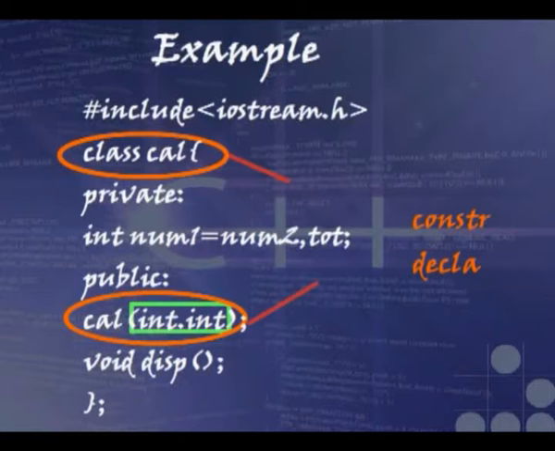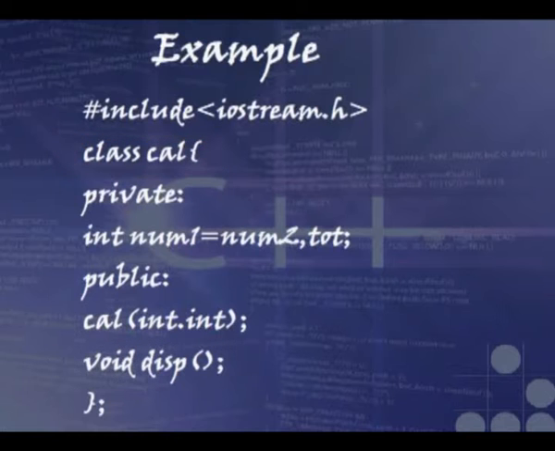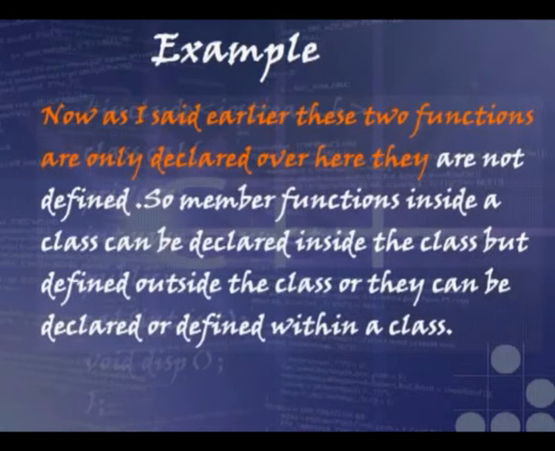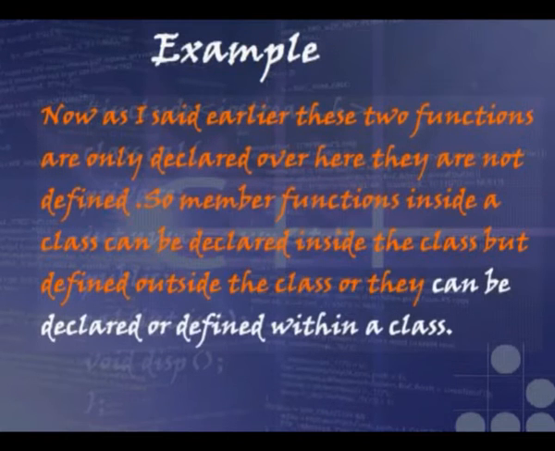So, this is a constructor, and it is having 2 integer variables, int and int. This is a constructor declaration. Next, you are having a function called disp, which does not return any value. You are closing the class body. Now, as I said earlier, these 2 functions are only declared over here, they are not defined. So, member functions inside a class can be declared inside a class but defined outside the class, or they can be declared and defined within a class.